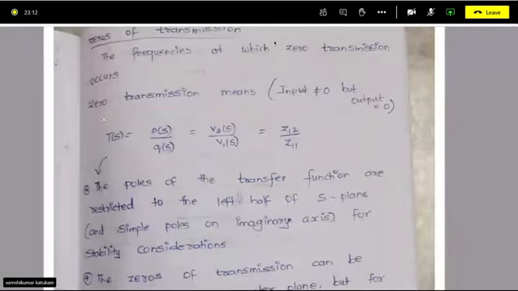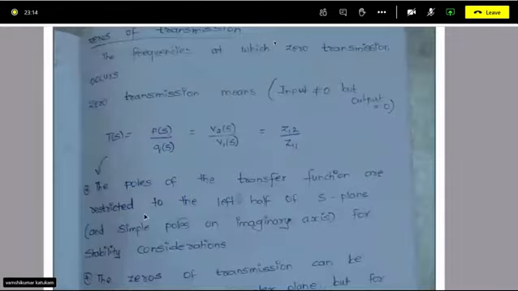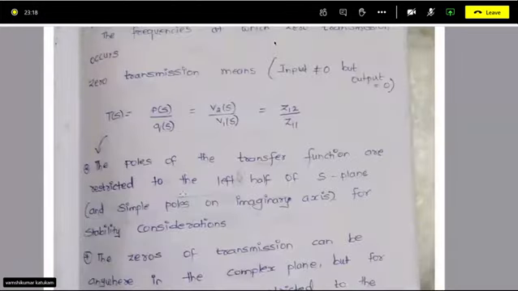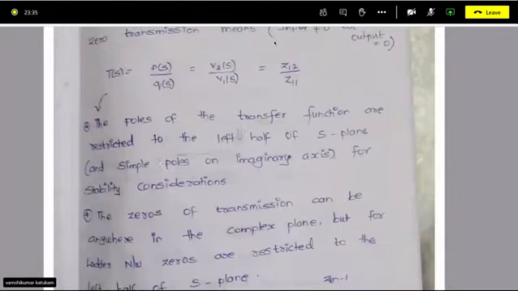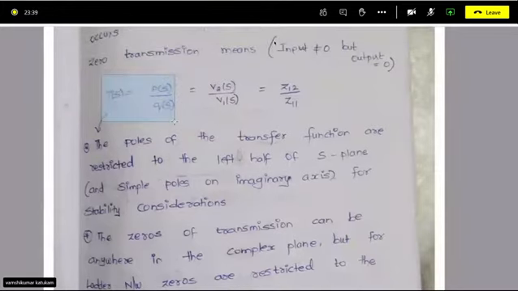Now we are going to synthesize a two-port network for this transfer function. So for the stability of the network, the poles... I'm now going to talk about poles and zeros of this transfer function.